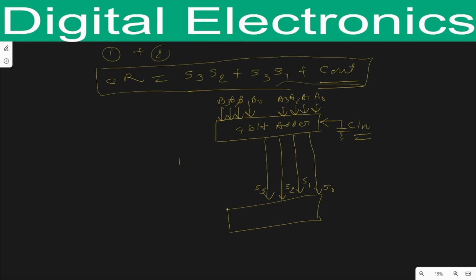Okay, so for getting S3 S2, I will draw one AND gate here and connect one input here, S3, and connect the second input here. Now the second gate is this one, S3 S1. This one is S3 and this one is S1. Okay, so from these two AND gates we will find these two min terms. Now they will add with the C out. From where will we get C out? From this end we will get C out. This one is C out.